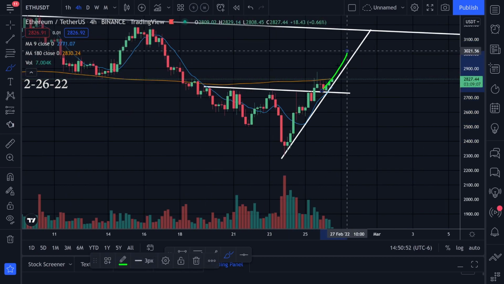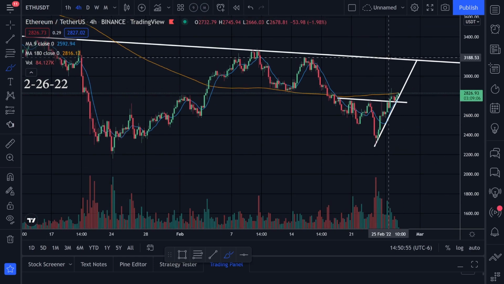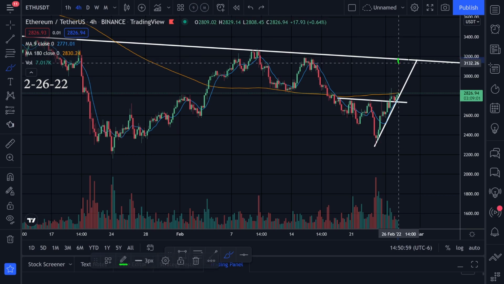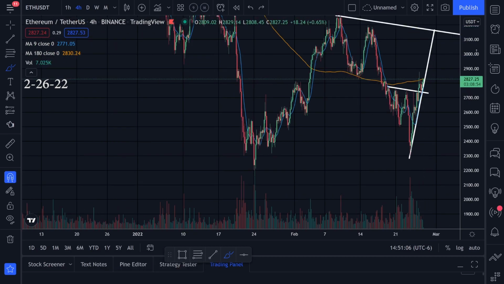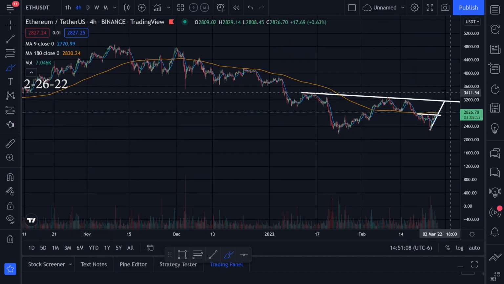If we can continue this pushing to the upside, then I'll be kind of targeting up here, sitting at around 3,180. It really just depends on what happens when we come up here. Are we going to get rejected or are we going to push through? If we push through, then we can start targeting the previous resistances.